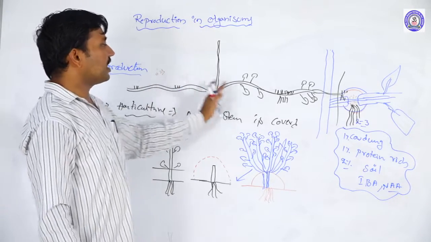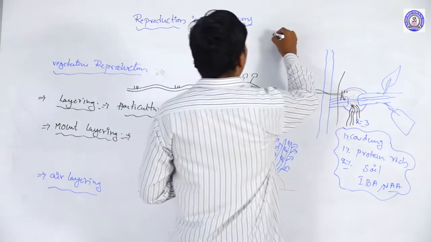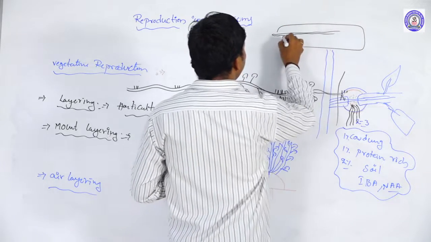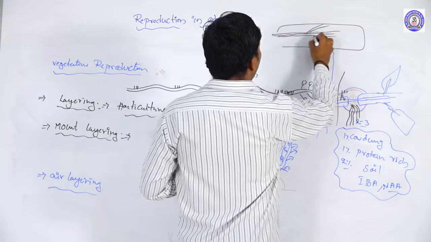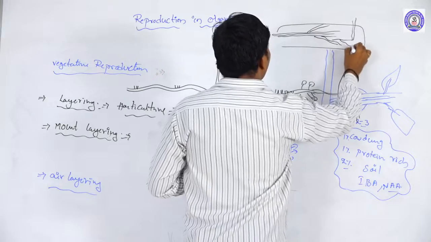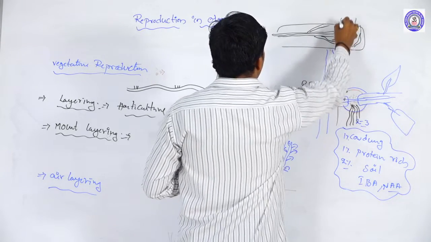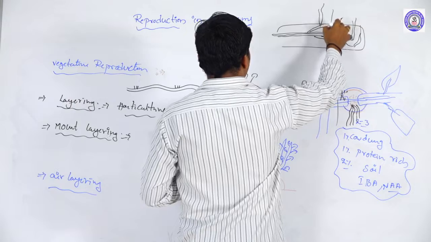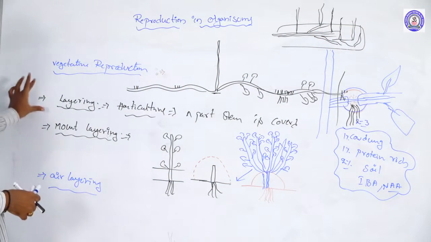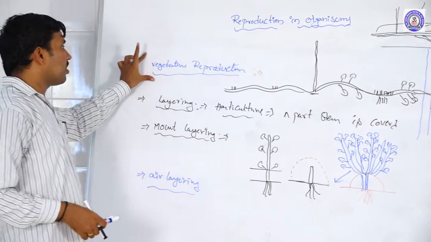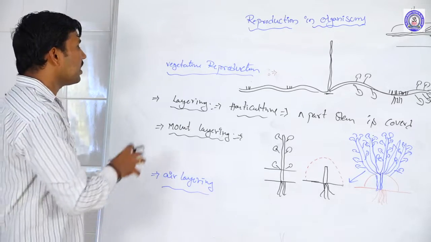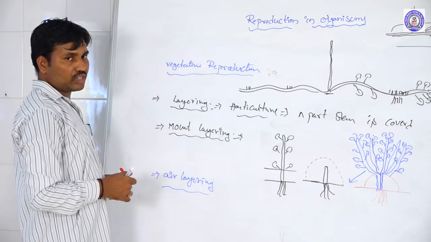Trench layering means trenches are forming. A trench is where the branch near the base is totally covered by soil. Horizontal branches are covered into the soil. Whenever we cover them with soil, these parts of the stems develop into new plants. This is called trench layering. Like this, we carry out different methods of layering in the horticulture vegetative reproduction process. So these are the types of layering processes.